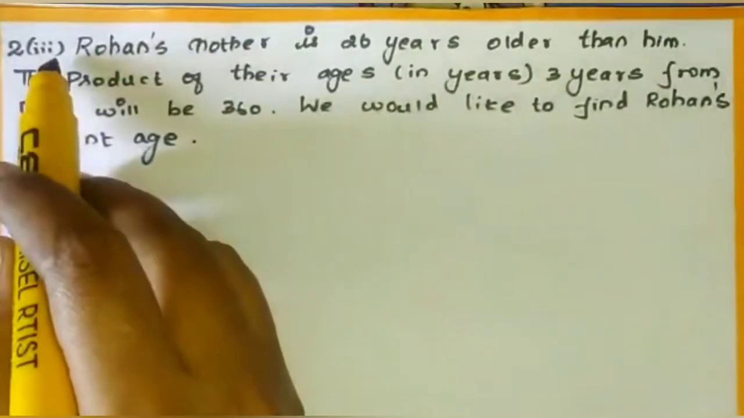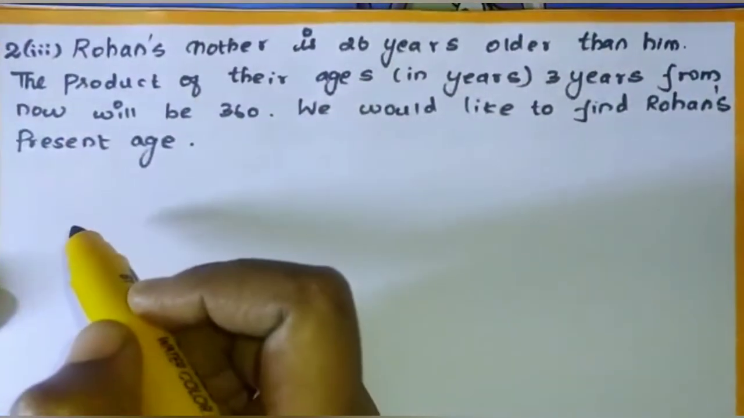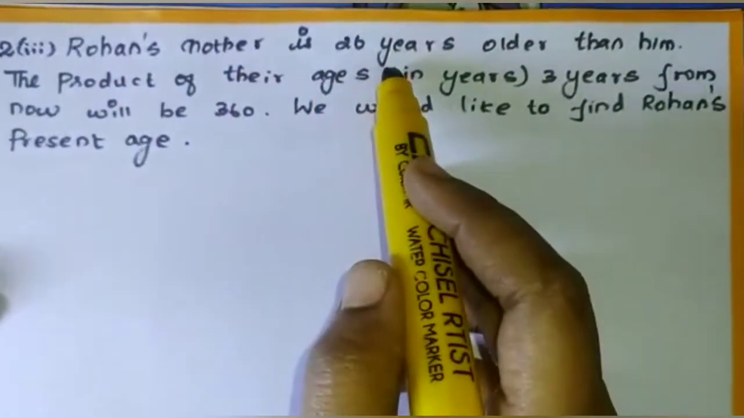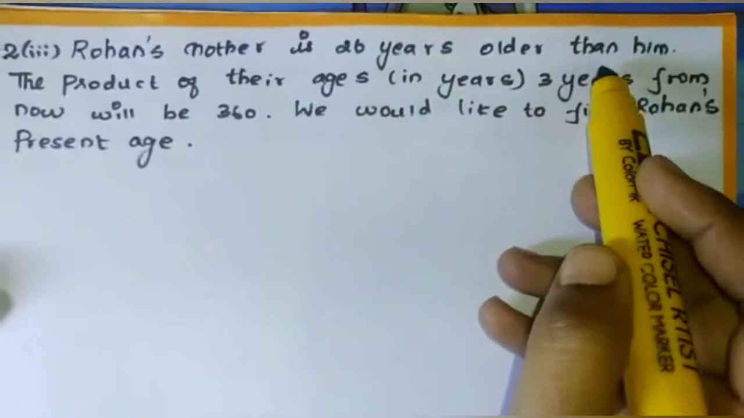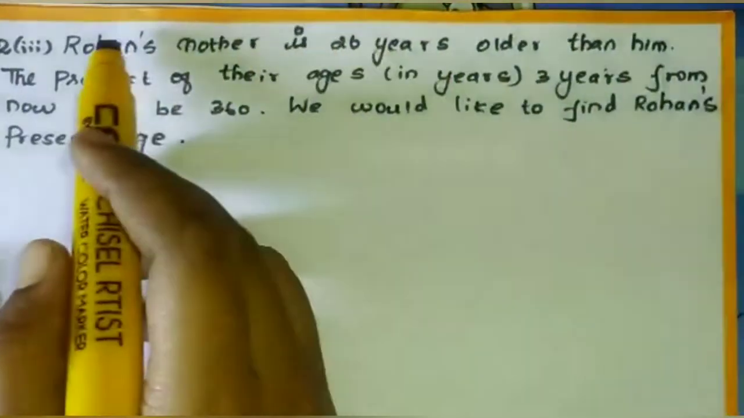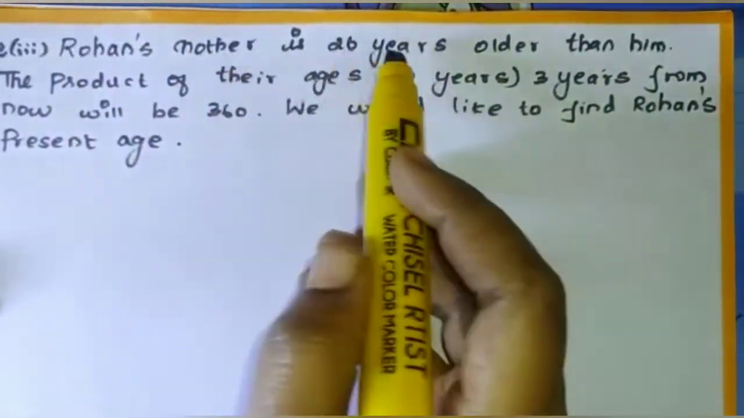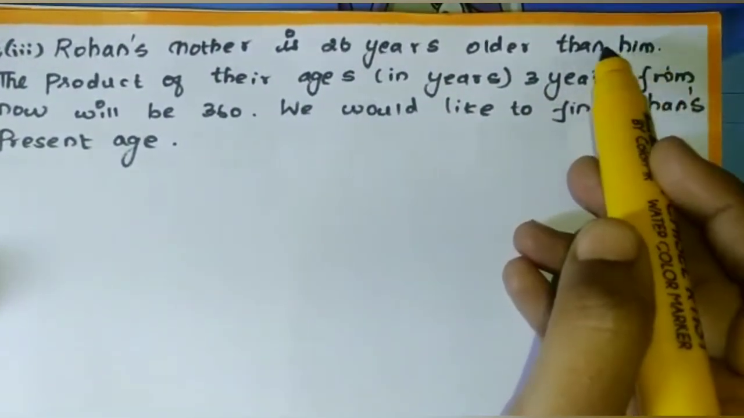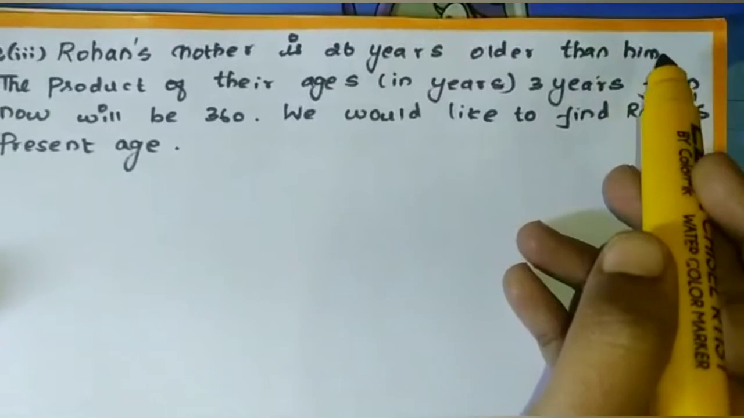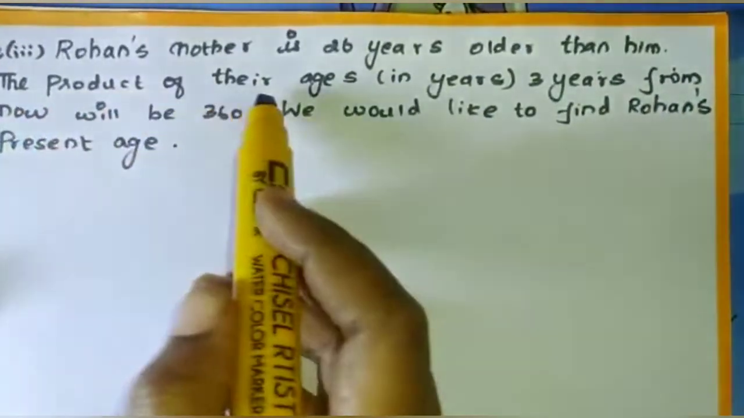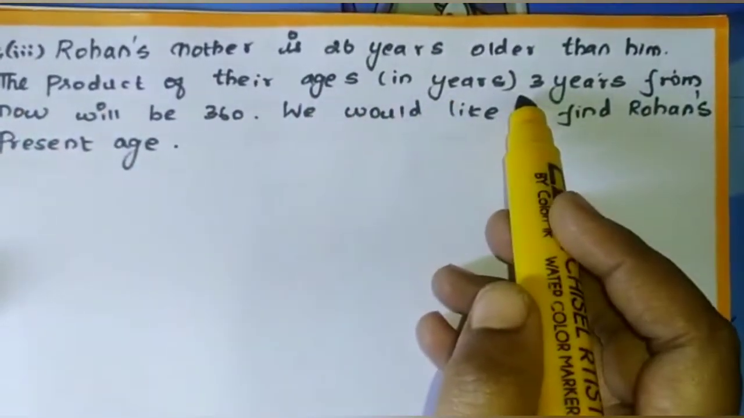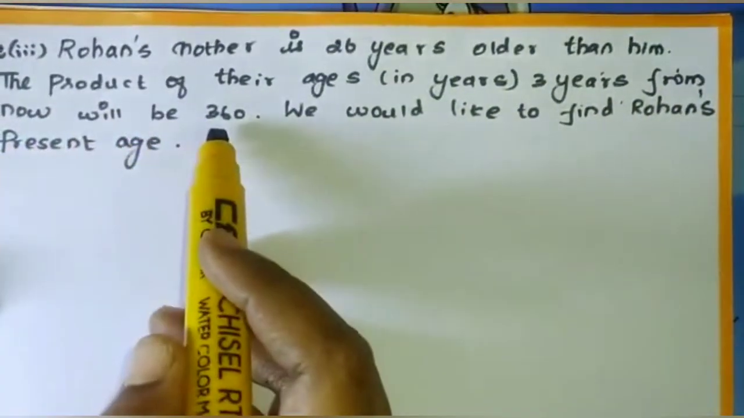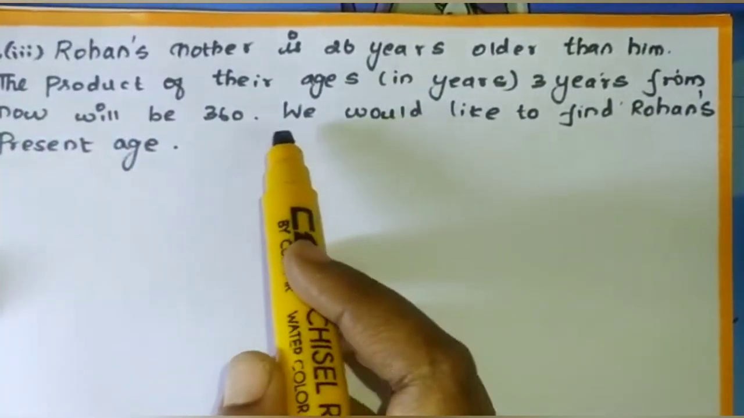This is the third subdivision sum in the second problem. Rohan's mother is 26 years older than him. So Rohan's mother's age is given by his age. The product of their ages 3 years from now will be 360.